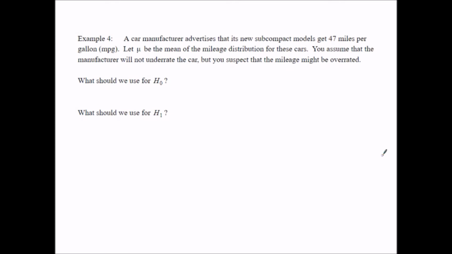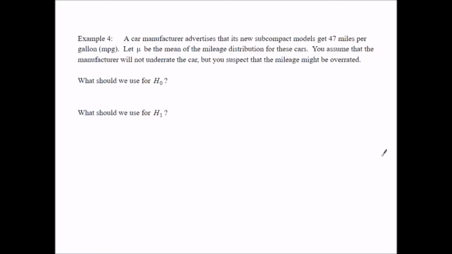So here's one. A car manufacturer advertises that its new subcompact models get 47 miles per gallon, or MPGs. Mu is the mean of the mileage distribution for these cars. You assume that the manufacturer will not underrate the car, but you suspect that the mileage might be overrated. So you might suspect that 47 miles per gallon is a little higher than what it actually is.